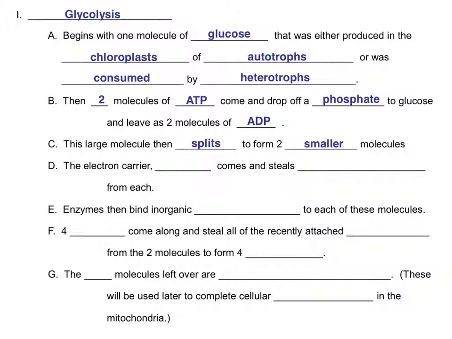Next, we're going to bring in our electron carrier, NAD positive. We're going to bring in 2 of them, and each NAD positive is going to steal hydrogen from these 2 smaller molecules to form NADHs, 2 of them.